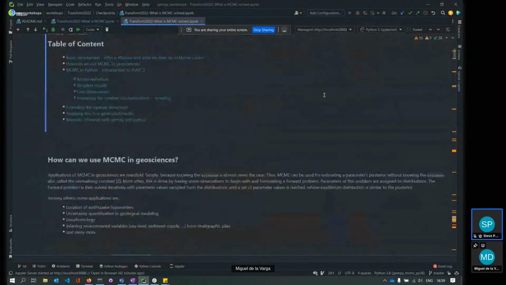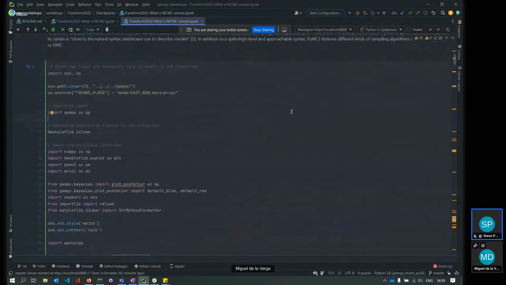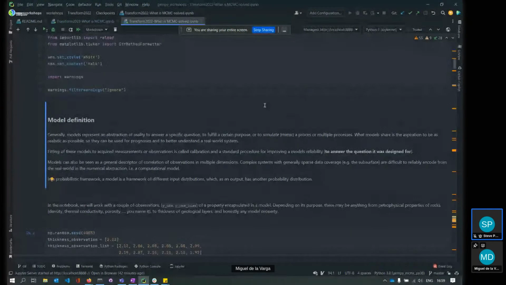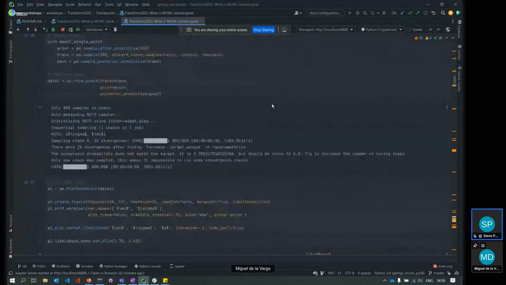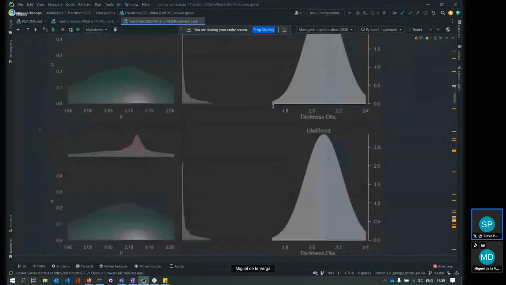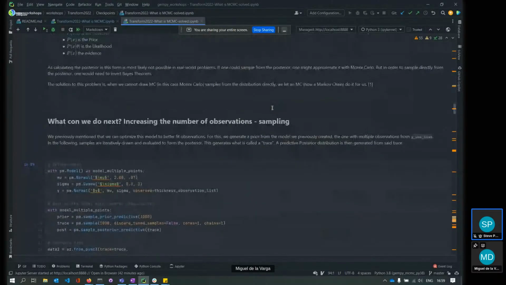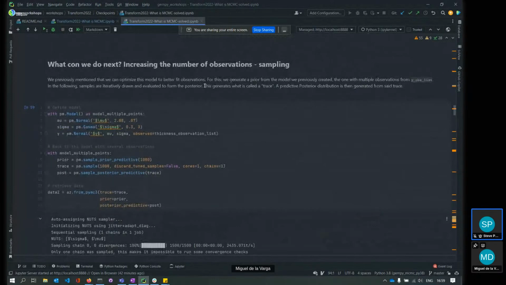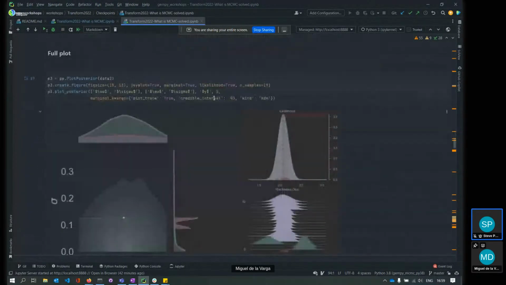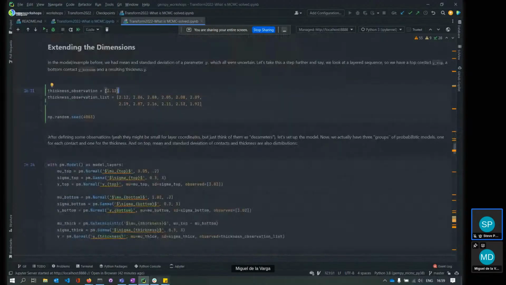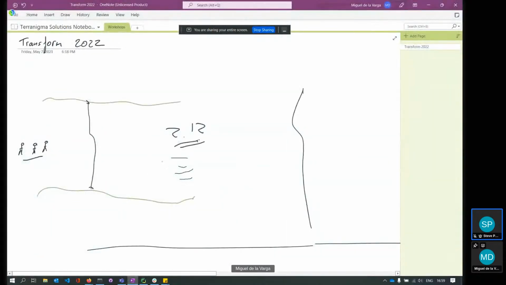Again, you can find both notebooks in the repository. So now I'm going to move to this one and go back to where we were. Okay, so back to OneNote for a second.